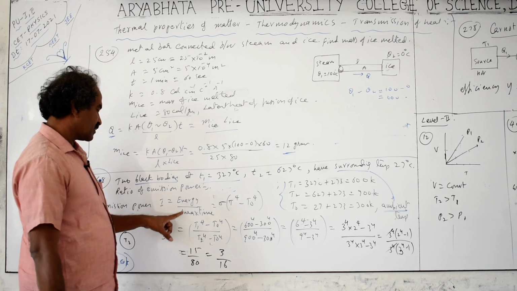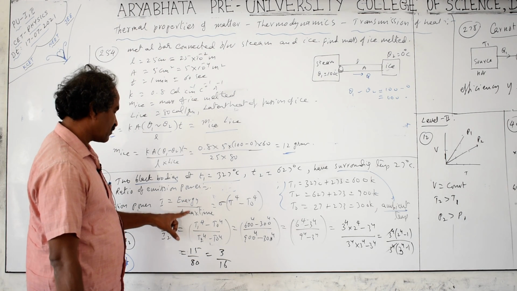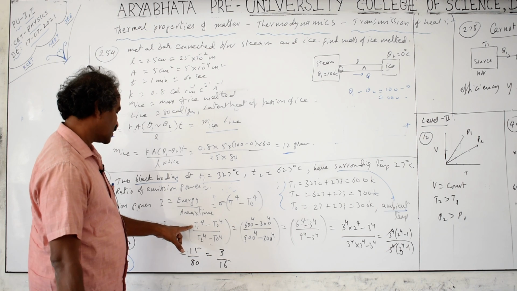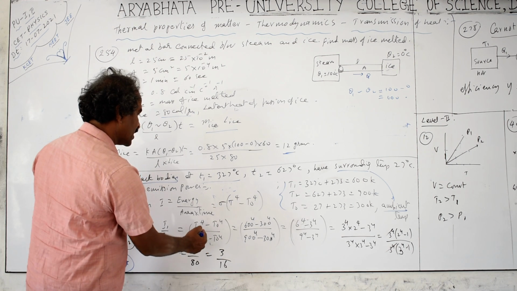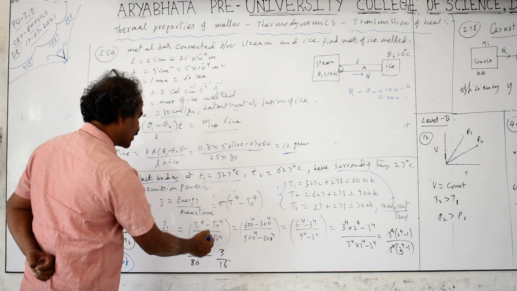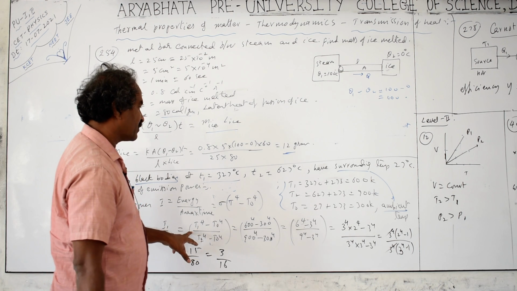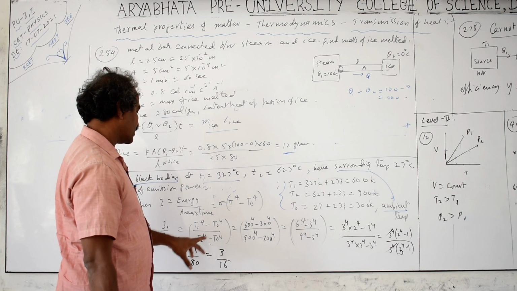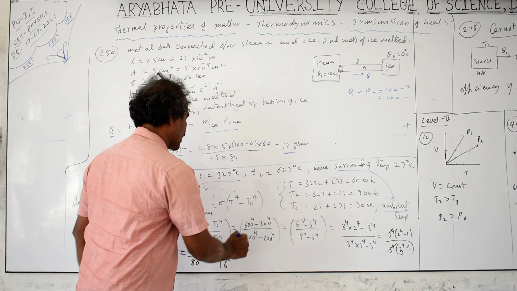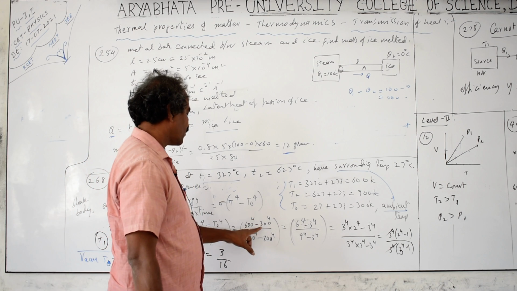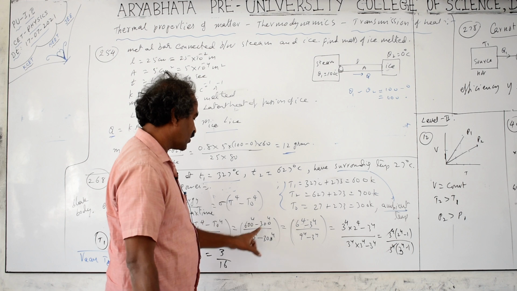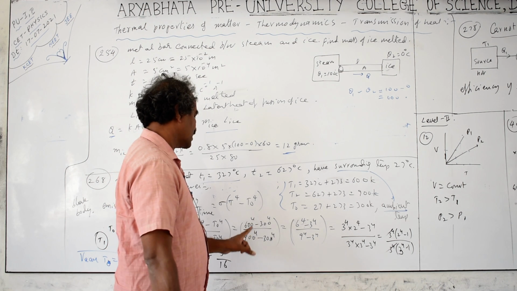Here energy by time is power, and power per area is equal to the ratio, which is only the temperature ratio: T1 to the power of 4 minus T naught to the power of 4 by T2 to the power of 4 minus T naught to the power of 4. But the temperatures here are 600, 300, 900, 300. So we can simplify this as 6 to the power of 4, 3 to the power of 4 into 100 to the power of 4; the denominator cancels, so that is not required.